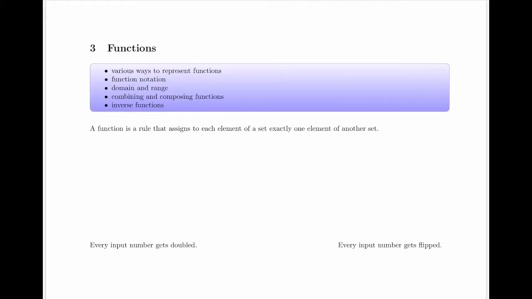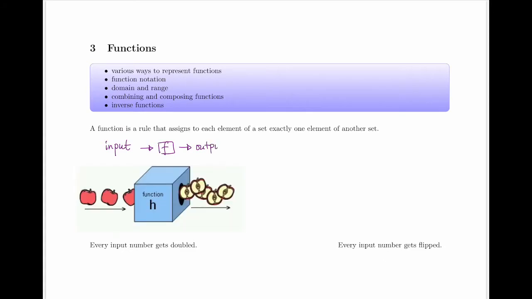Let's start from the very beginning and talk about what a function is. A function is a rule that assigns to each element of a set exactly one element of another set. The way to picture it, often you are suggested to think about an input into the function. So the function is a box that takes an input and produces some kind of output.